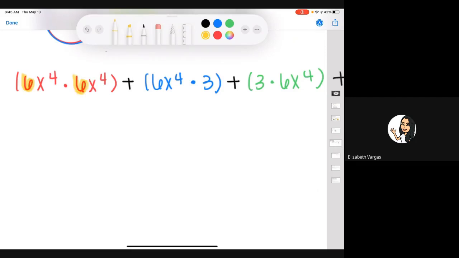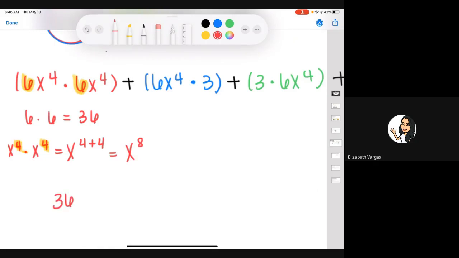So I have 2 whole numbers. So 6 times 6, 6 times 6 is 36. I have x to the power of 4 times x to the power of 4. What we learned is that when we multiply exponents, we actually add them. So that becomes x to the power of 4 plus 4. 4 plus 4 is 8. So that gives me x to the power of 8. So now I can go ahead and drop that down. 36 times x to the power of 8.